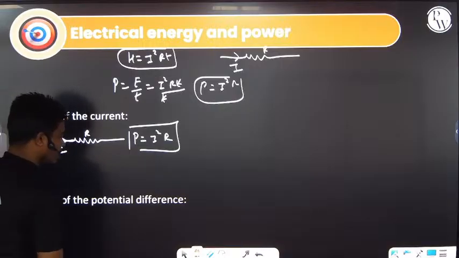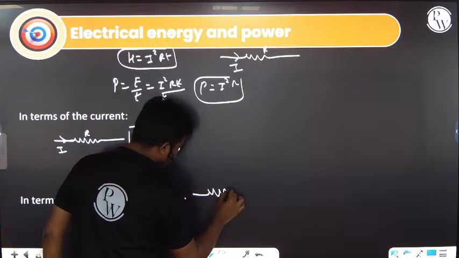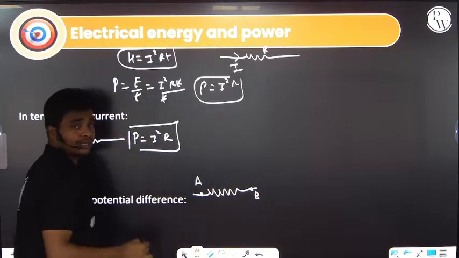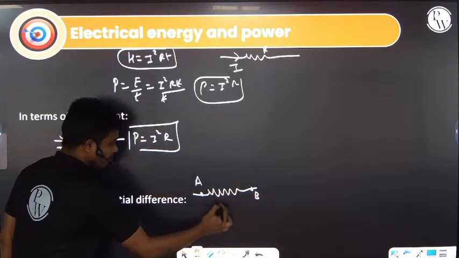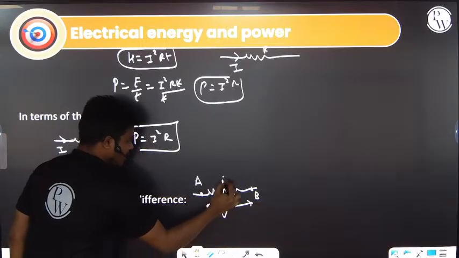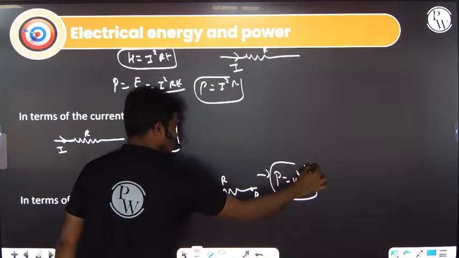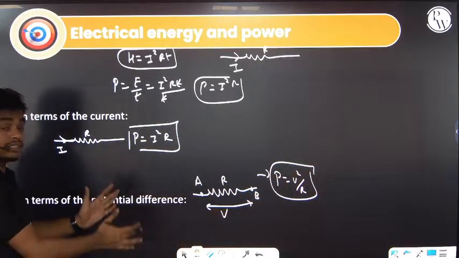In terms of the potential difference, we should know the potential difference across the 2 points. So this particular point A and this particular point B, we should know the potential difference. So here the potential difference is, let's say, V, and the resistance is R. The power is given by V squared divided by R. So this is the power condition.